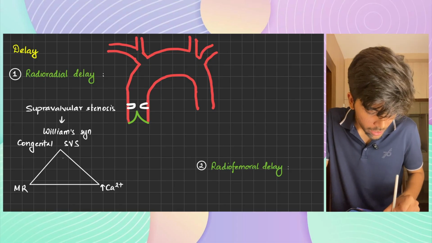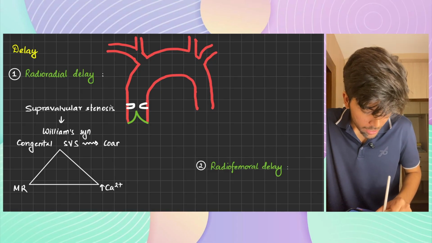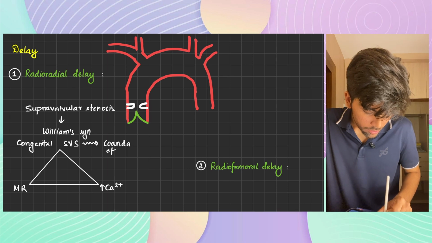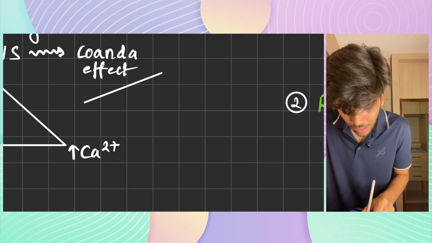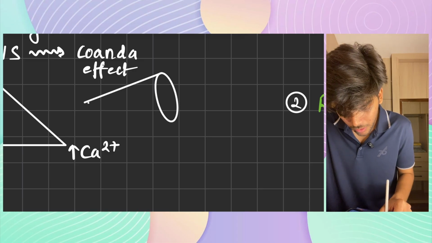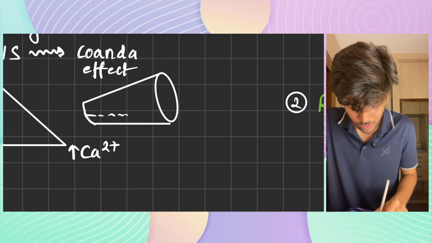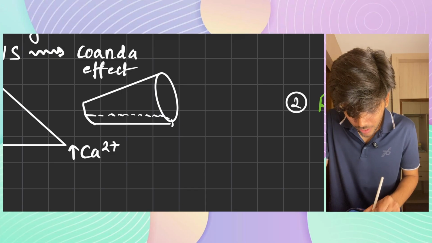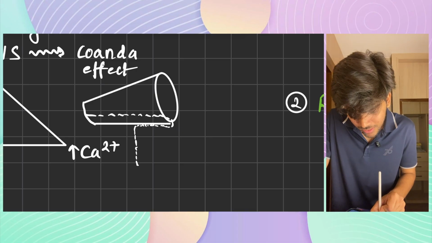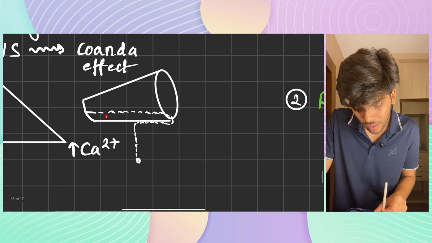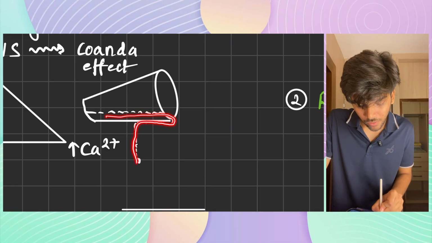Along with that, due to supravalvular stenosis, you also get to see something known as the Coanda effect. What is the Coanda effect? See, here is a glass of water, and let's say you pour something out of this glass. When the water falls down, it trickles down and touches the wall of the glass, and then it falls down. This effect is known as the Coanda effect. So the water, as it falls, touches along the wall of the glass and then falls down.